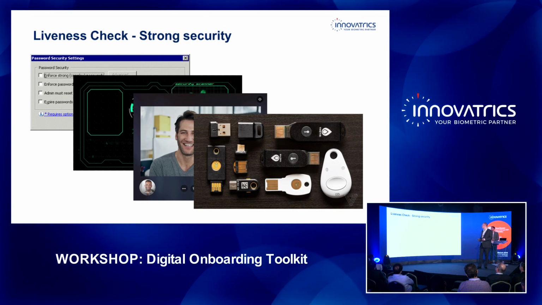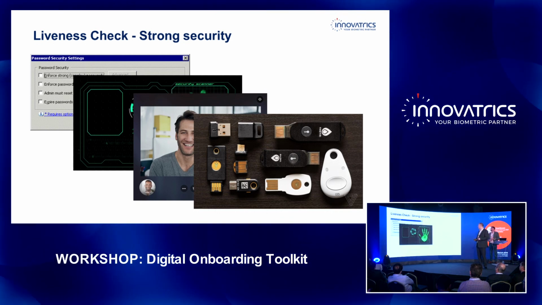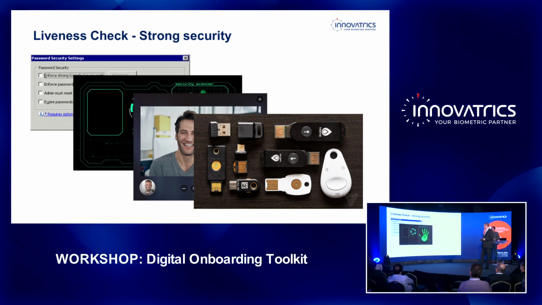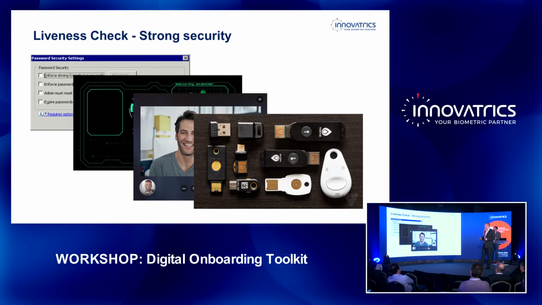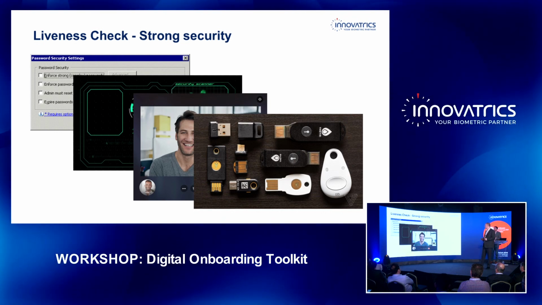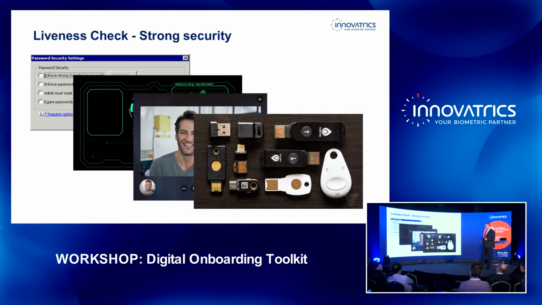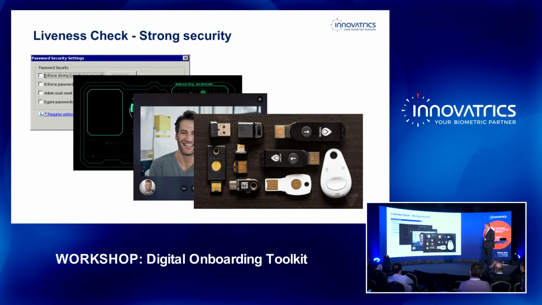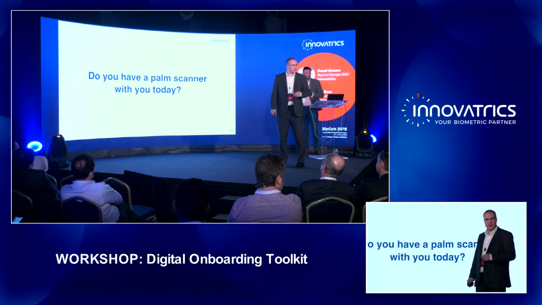So let's see. For strong security, you can probably add some complexity rules for your passwords, and then you won't remember anything. You might add a palm scanner, since we are at a biometric conference. You can also have a video chat with a live person on the other side of the video conference. I think somebody mentioned earlier that some of the banks or institutions use this as liveness. For yet more security, you will just add some tokens for a second level check. So let's see. Do you have a palm scanner with you, anybody?